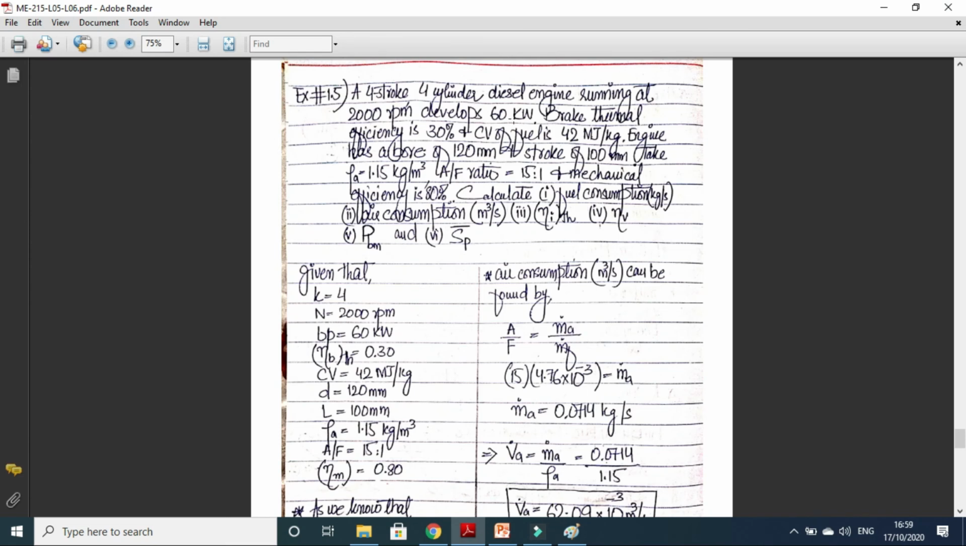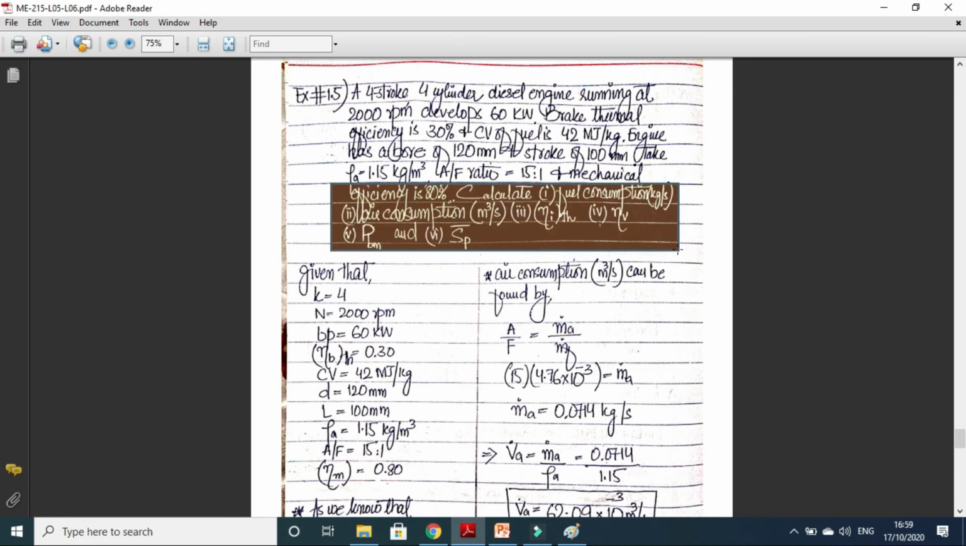Brake thermal efficiency is given as 30%. Calorific value of the fuel is given. Engine bore, small d, is given. Stroke, capital L, is given. Density of air 1.15 kilogram per meter cube is given. Air fuel ratio 15. Mechanical efficiency is 80%. Calculate the fuel consumption, mass flow rate of the fuel, air consumption in meter cube per second, indicated thermal efficiency, volumetric efficiency, brake mean effective pressure, and mean piston speed. It's a very good numerical where you have to find many parameters.